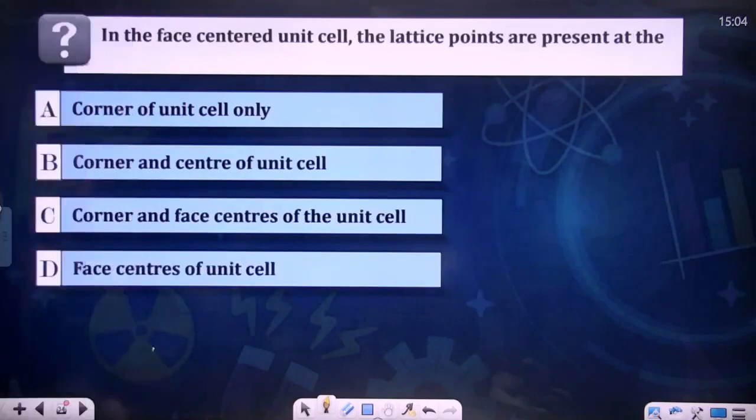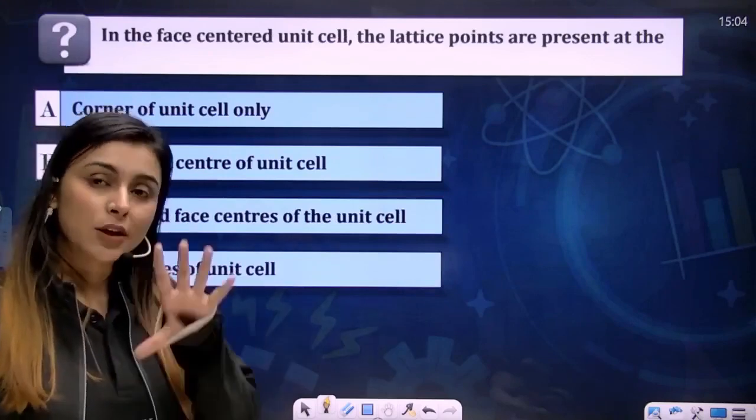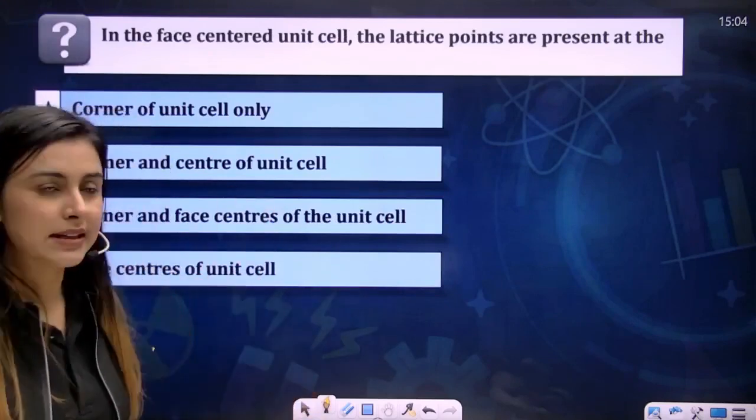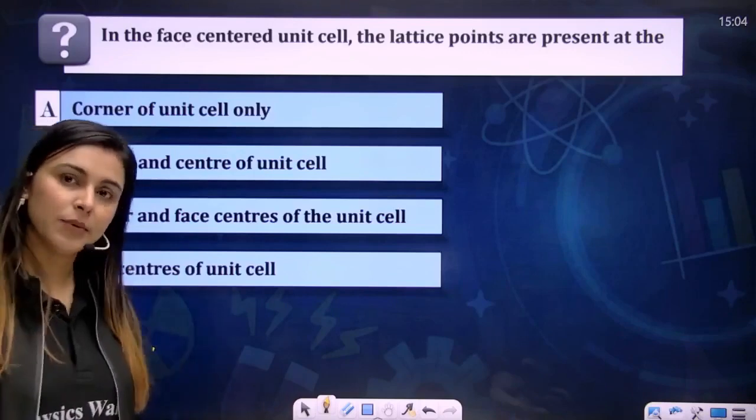Let's move to the last question for today's session. In the face centered unit cell, the lattice points present are at the corners and all the face centers, right? Yes, so corner and the face centers of the unit cell. So option C will be your correct answer. Perfect.